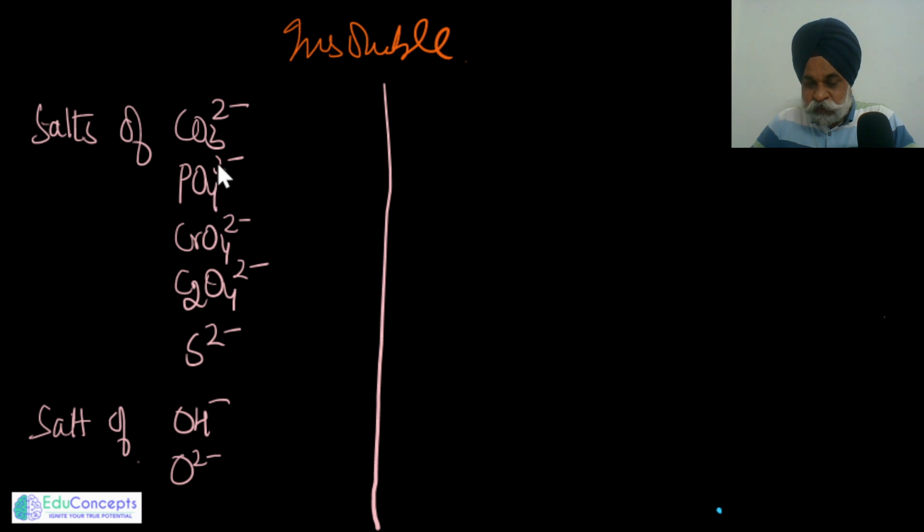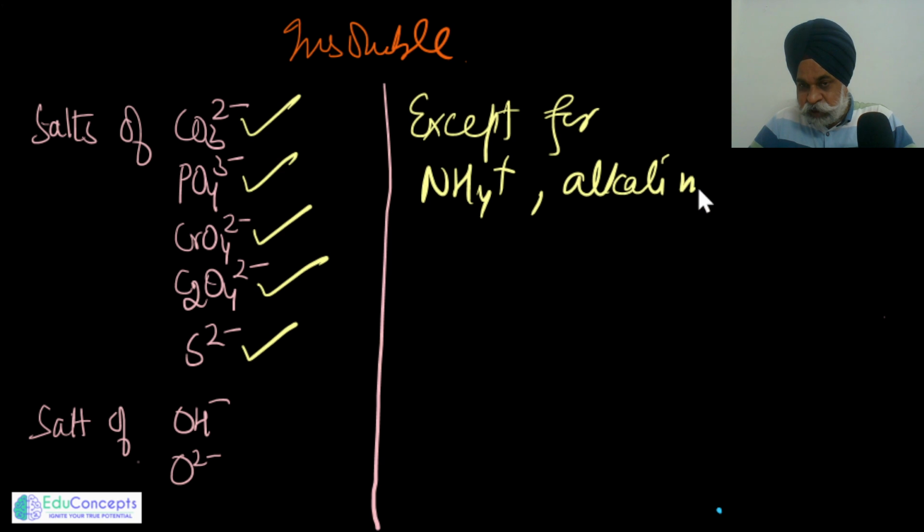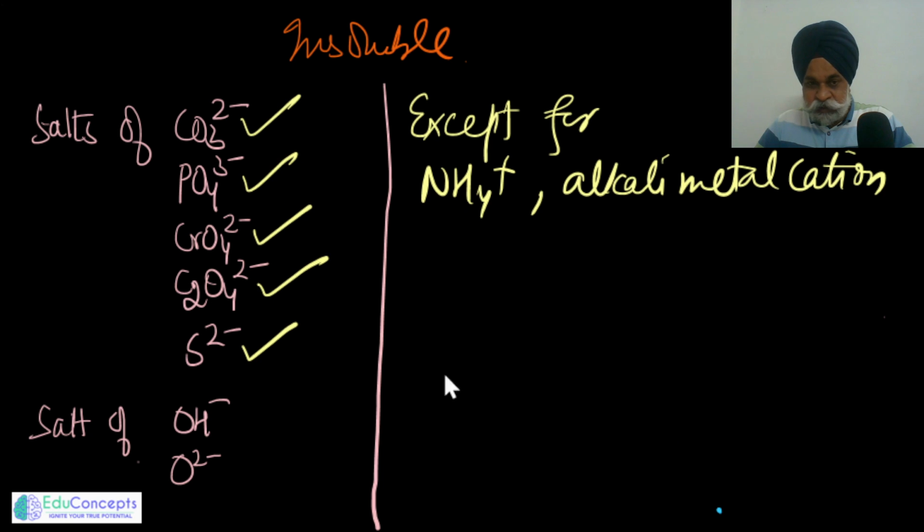This is very important from the anion analysis. Carbonates, phosphates, chromates, oxalates, sulfides are almost water insoluble, except of course those we have already written, except for ammonium, if ammonium is there, or alkali metal cations, which we have already spoken about, that alkali metal salts are almost water soluble of every species. And similarly, hydroxides and oxides are water insoluble for most of the compounds.